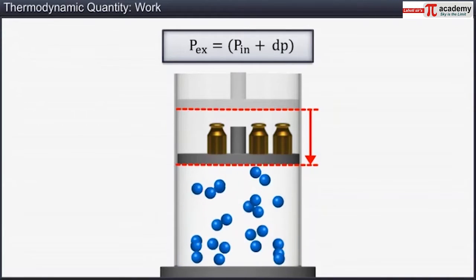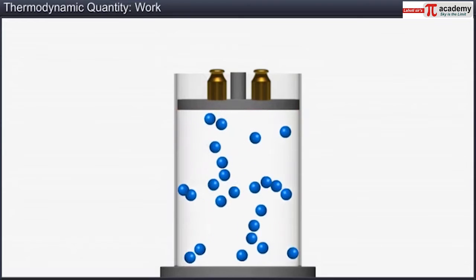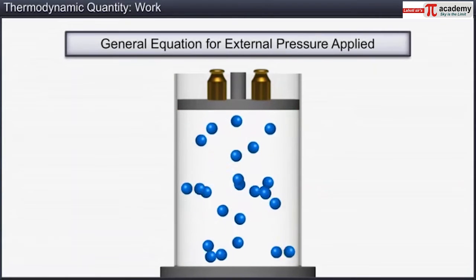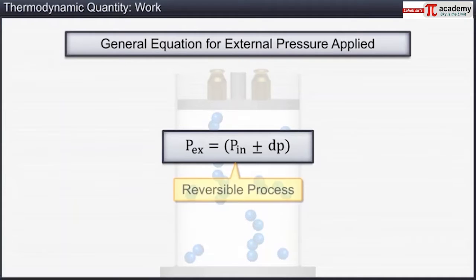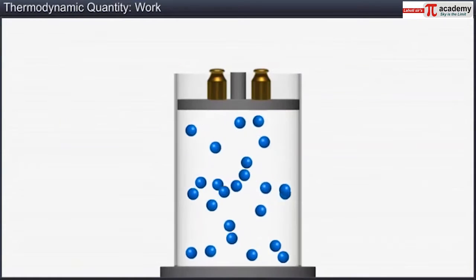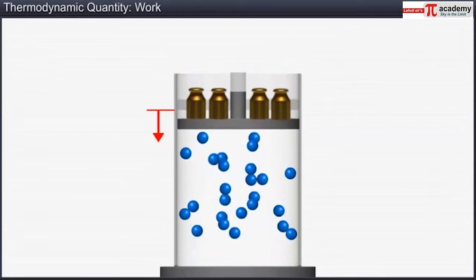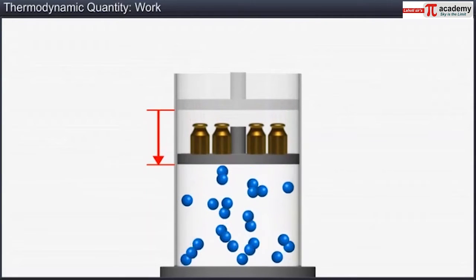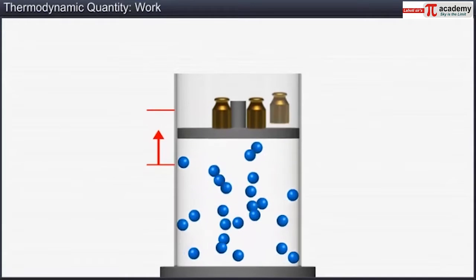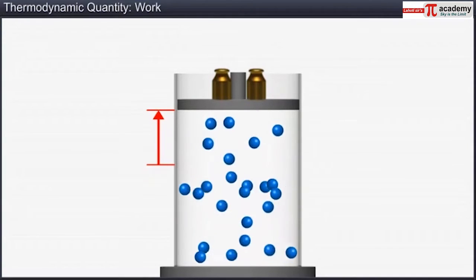Therefore, external pressure applied on a system is expressed as external pressure equals internal pressure plus or minus infinitesimal change in the pressure of the system. This is known as reversible process. Thus, a reversible process is one that takes place infinitesimally slowly and the direction of which at any point can be reversed by an infinitesimal change in the state of the system.